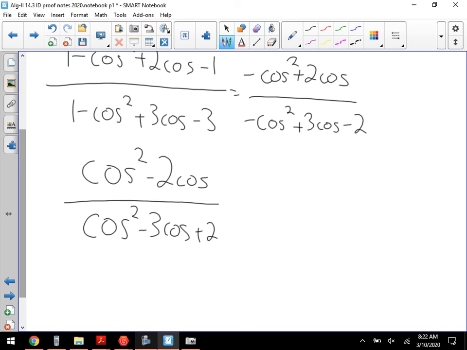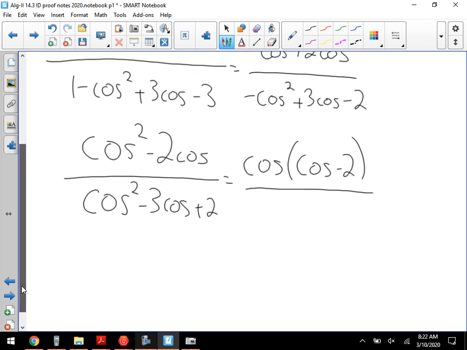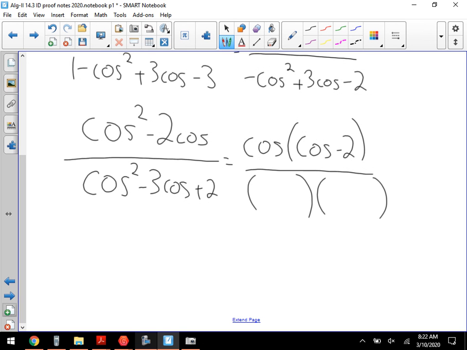Now I've got to factor. Yes, because you factor it exactly the same way as you would anything else. Treat cosine as x. What's x squared minus 2x? How do you factor that? GCF. You take an x out. So you take out a cosine, and you have cosine minus 2. Now, what times what is positive 2 and adds together to get negative 3? Negative 2 and negative 1, isn't it? So we get cosine minus 2 and cosine minus 1. Oh, sorry, it's minus 1. Thank you.